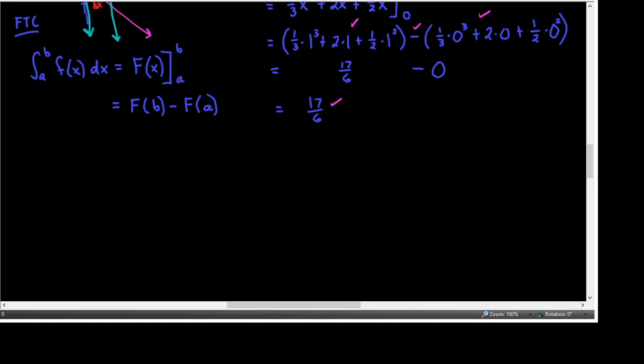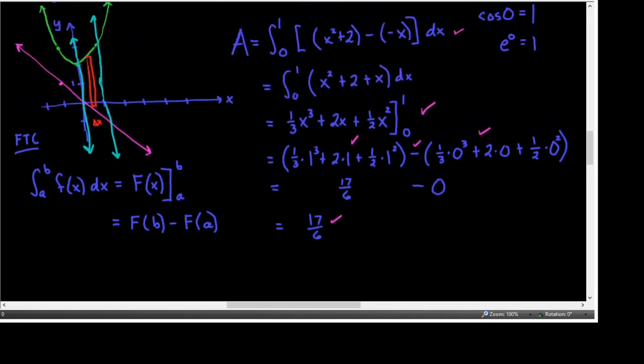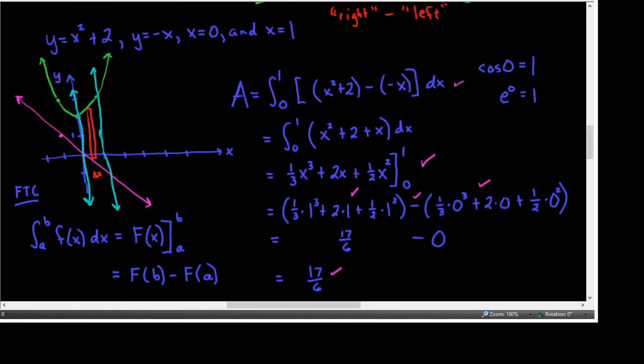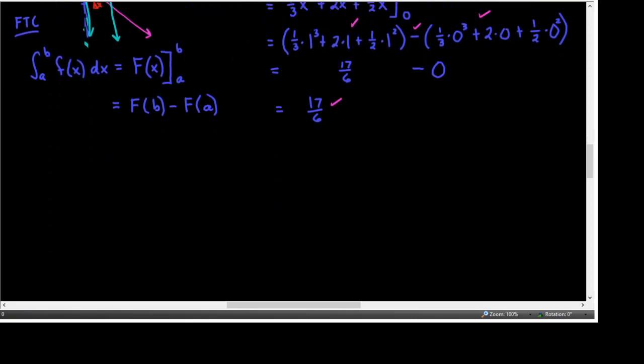Alright, so another thing that happens, notice that these two graphs up here, y equals x squared plus 2 and y equals opposite of x, didn't intersect each other anywhere. And sometimes the more common problem is when you have intersecting graphs. So that'll be the next thing that we conquer.